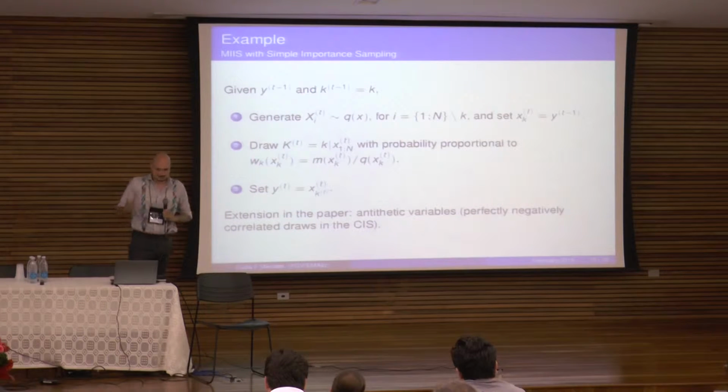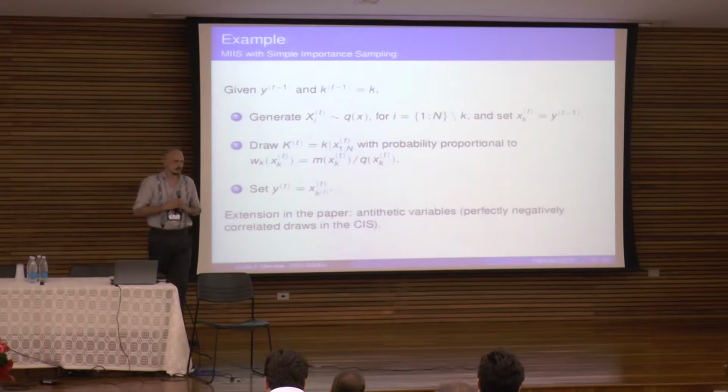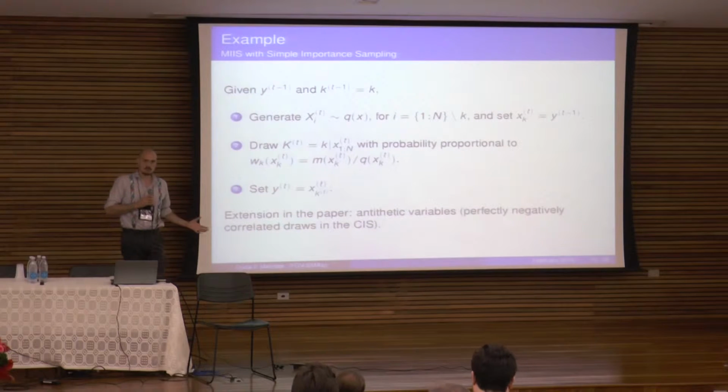Okay, now I gave a lot of abstract formulas. Let's pick a couple of examples. The first one is, assume I want to approximate my target using simple importance sampling.